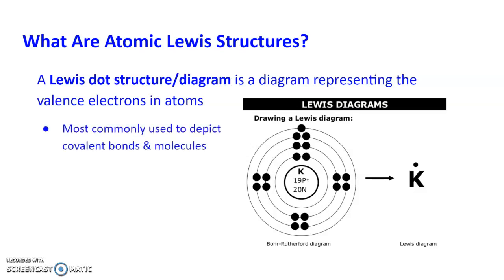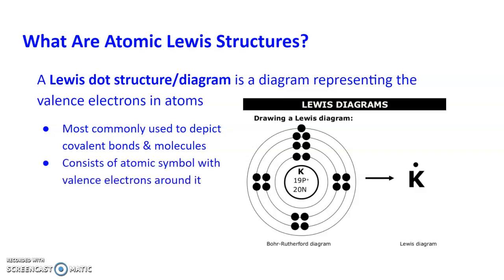Typically, we use it to depict covalent bonds, so a nonmetal bonded to a nonmetal, and we use it to depict molecules. Like I just said, it consists of an atomic symbol with the valence electrons around it. In potassium's case, there's only one valence electron, so there's just one dot.